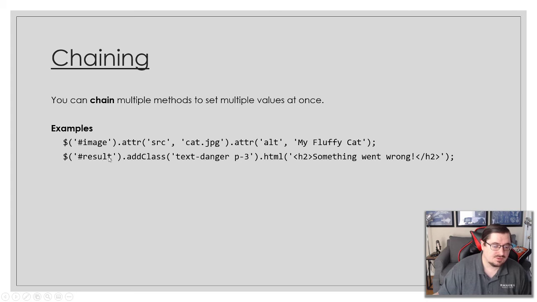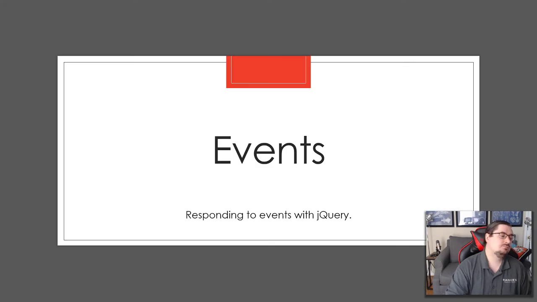Similarly, if I want to change the result, maybe I want to add some classes. Here I'm adding TextDanger and P3 for padding, and then I'm changing the HTML. So I can do both of those things with what we call chaining here, which is a series of method calls where it's dot this method, dot that method, etc. And you can chain these as long as you need to. So you don't have to do this. You can write this as multiple lines, but this does make your code a little bit more compact if you chain methods together. Okay, so we talked about how to manipulate the DOM.